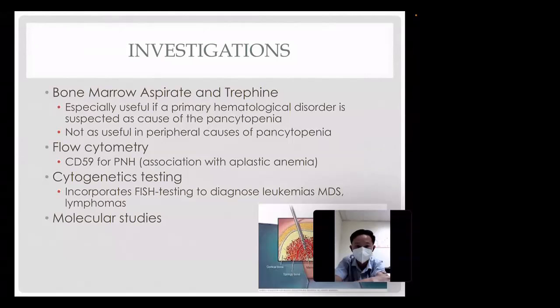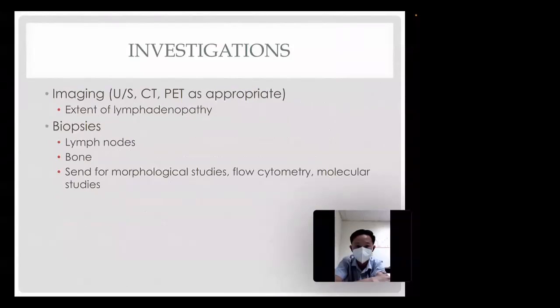So we can also send the bone marrow for immunophenotyping and cytogenetic testing for us to diagnose leukemias, MDS, and also lymphomas, very specific to the cell markers of the abnormal cells that we see. So we can also send for very specific tests such as CD59 flow cytometry to diagnose paroxysmal nocturnal hemoglobinuria. And also molecular studies are required.